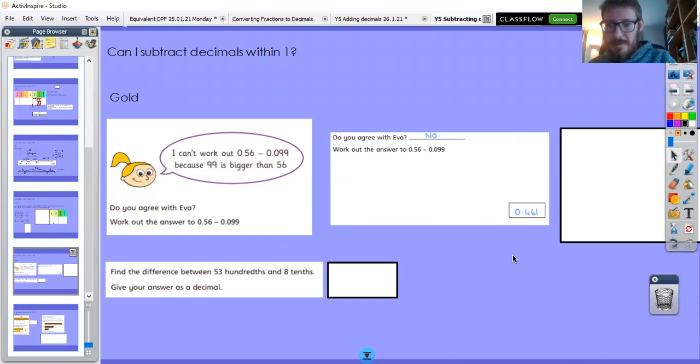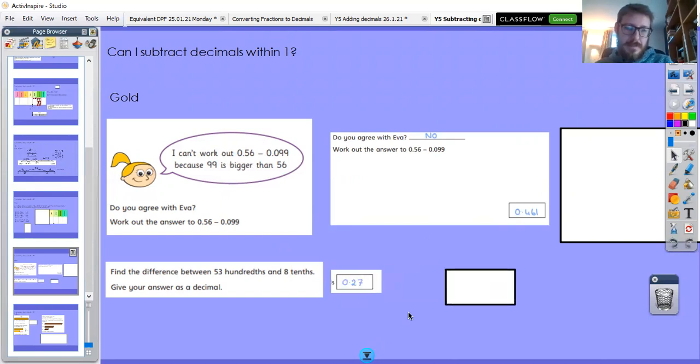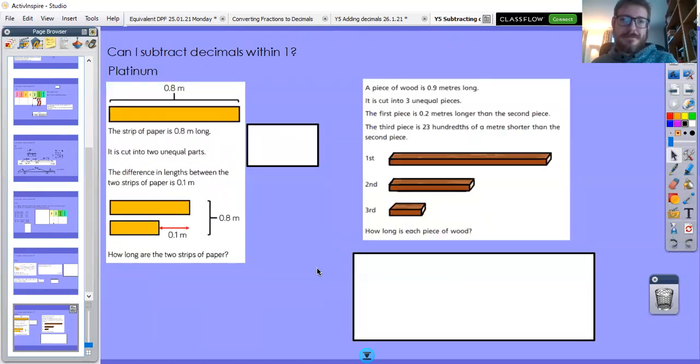And hopefully you worked out 0.461. And then this one, find the difference between 53 hundredths and 8 tenths. So you're doing 8 tenths, take away 53 hundredths, whichever method you might have used, and hopefully you got 0.27. So moving on to our platinum questions. So pause the video again and have a go at these ones.